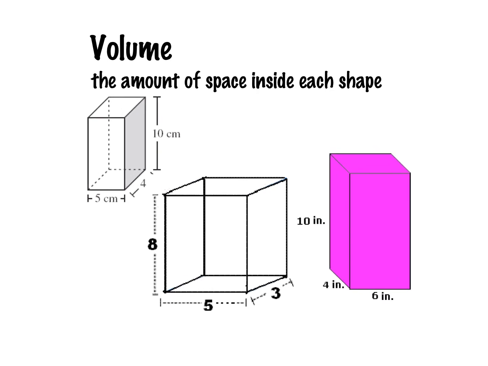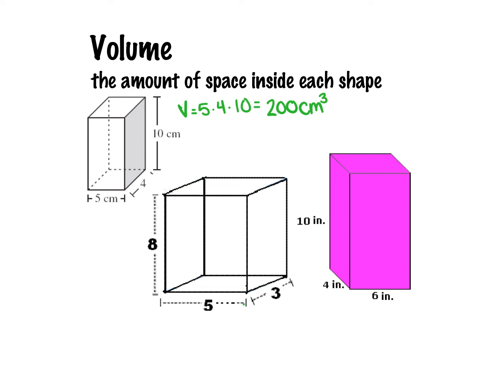So here I've got 3 rectangular prisms. They're prisms because they have a top and a bottom base across from each other, and the bases are rectangles. So for this first one, we've got a length of 5, a width of 4, and a height of 10. For volume, we're just going to do 5 times 4 times 10. 5 times 4 is 20, times 10 is 200. So we say that the volume is 200 centimeters cubed.